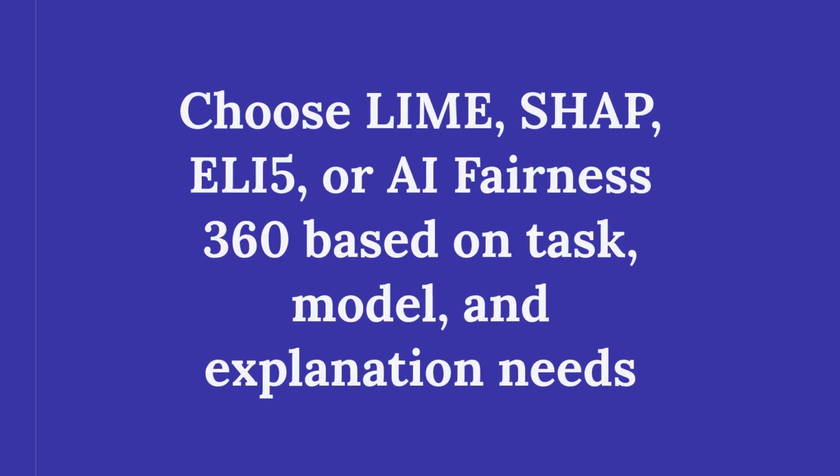Library choice depends on the task, the model type, and the explanation needed. LIME is suited to instance-specific explanations. SHAP is suited to local and global feature importance, including complex models. ELI5 is best for linear and tree-based models, while fairness-focused tasks may call for AI Fairness 360.